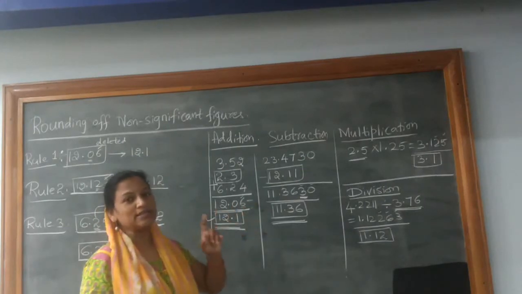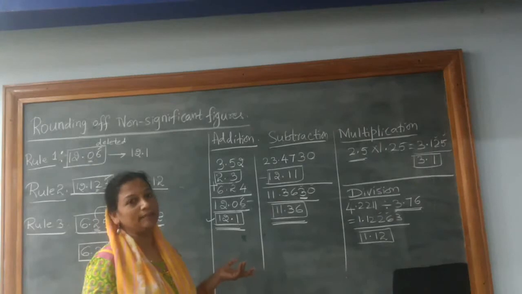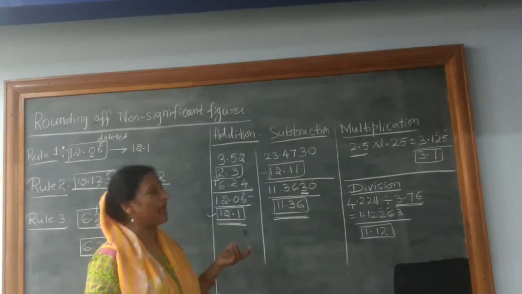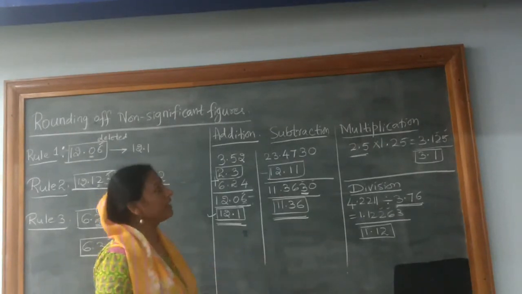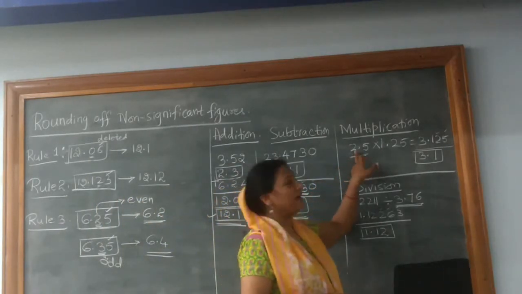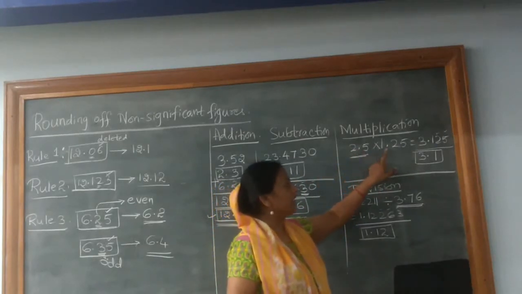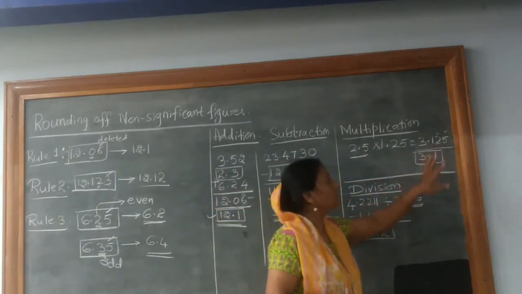I am taking one example each for the operations. You can carry out as many problems, solutions as you can. Okay. Now coming to the next one, multiplication. 2 values I have taken. 2.5 into 1.25. When you multiply these 2, the answer will be 3.125.